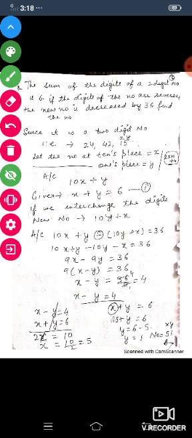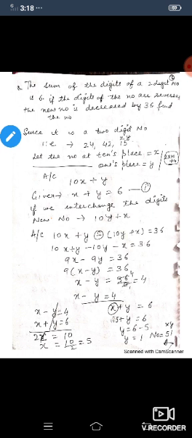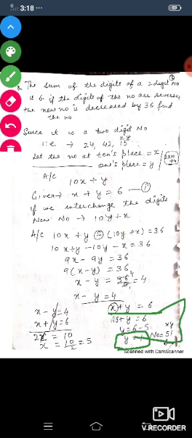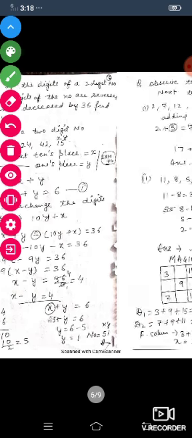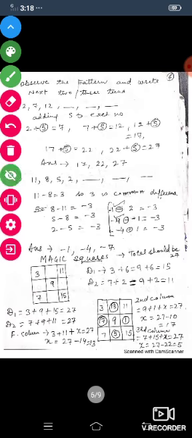Putting up the value of x in the first equation, I get the value of y is equal to 1. So my number xy is equal to 51. Now observe the pattern and write the next two numbers. The numbers are 2, 7, 12 and so on.